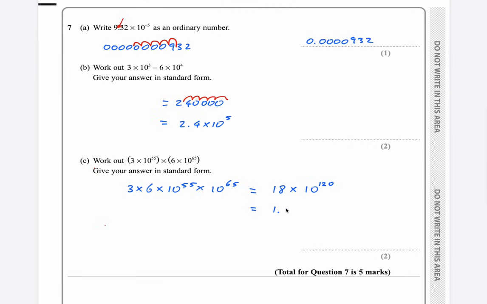So I have to make this 1.8 times. Now, if I'm making 18 10 times smaller, I can't just divide by 10 without doing something to this. So I'll multiply this by 10, so I'll add 1 to the power. So I've made this 10 times smaller, but I've made this 10 times bigger. So I haven't changed the value of the number, but I have changed the form, which is to the form that I wanted, which is standard form. Okay. That is 1.8 times 10 to the power of 121.